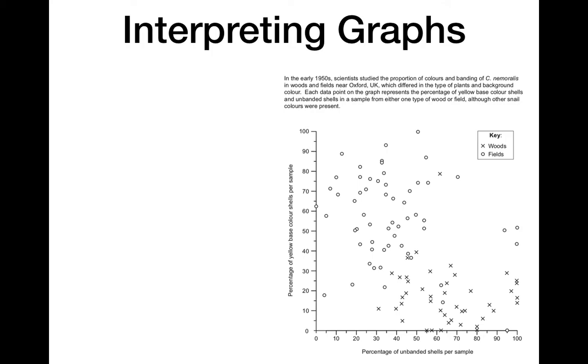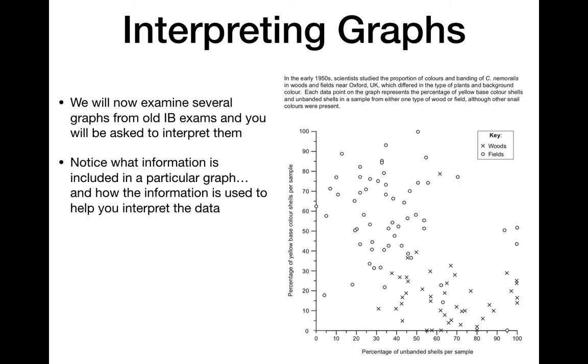Okay, so now we're going to look at some examples of graphs from old IB exams to practice this interpretation skill. So first, take a look at this graph. Look at the level of detail in this graph. What is here to help you interpret it?